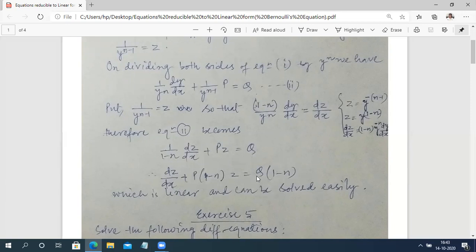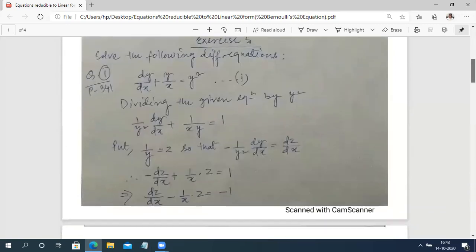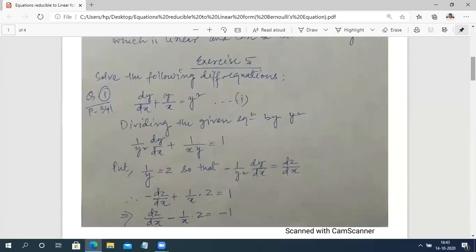Now you can solve it by finding the integrating factor, as we discussed in the last lecture, and then you get your solution. Now let's see one question. In Exercise 5 of your book, on page number 341, question number 1: solve the following differential equation. Here you can see it is given as dy/dx + y/x = y².